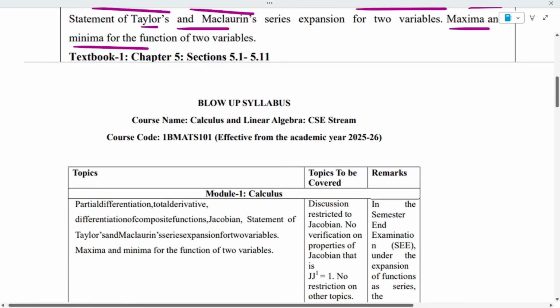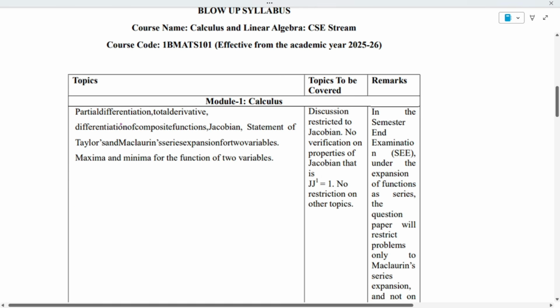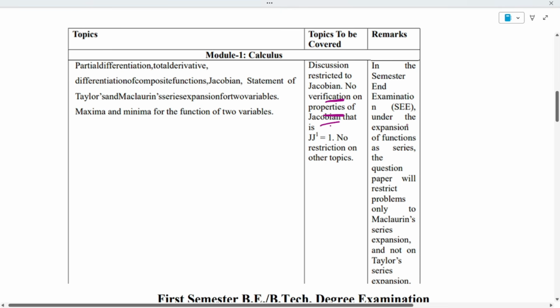Now if we see what they have changed, see there is the syllabus they have mentioned here, and there is no need for the derivation, that is, verification of properties for the Jacobian, they have said. And next is for the semester examination. See here, you can see Taylor's expansion will not appear. So only Maclaurin series is enough.